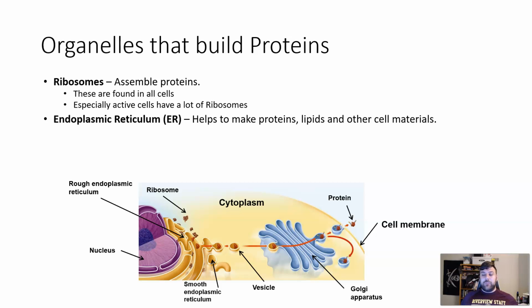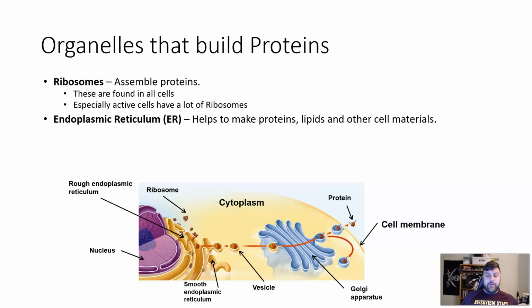The other type, smooth ER, has no ribosomes attached to it. Hence why it's called smooth. There's no bumps, there's nothing else on it. This type builds parts of the cell membrane and other materials. So parts of organelles and things like that.